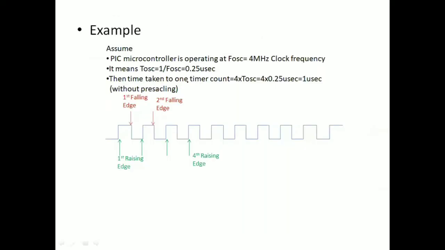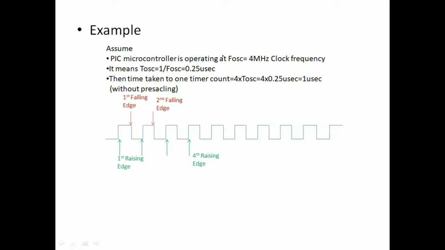So here is an example. I will show you how this CCP module is useful for measuring the external clock signal's time duration as well as the frequency. So assume that your PIC microcontroller is operating at a 4 megahertz clock frequency. Then the oscillator time will be 0.25 microsecond, because 1 divided by the oscillator frequency is equal to the time period of the oscillator clock of a PIC microcontroller.